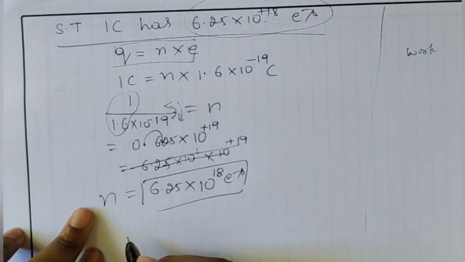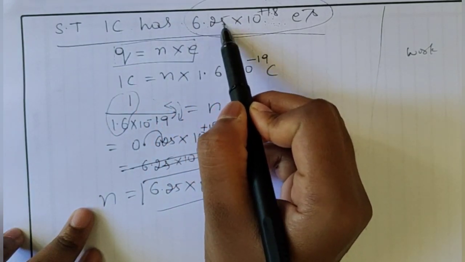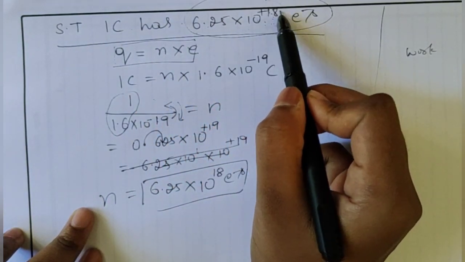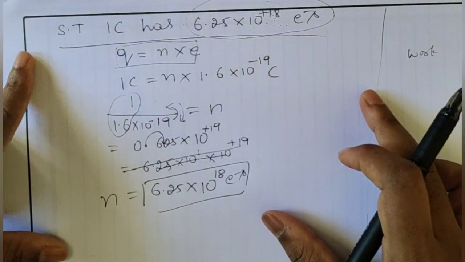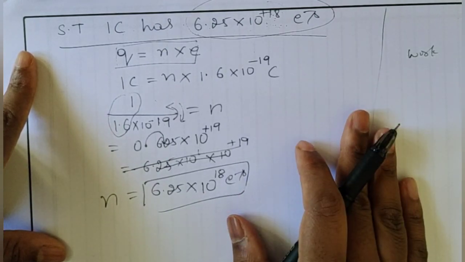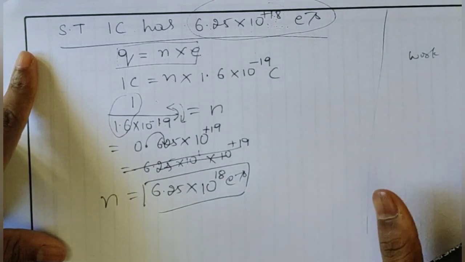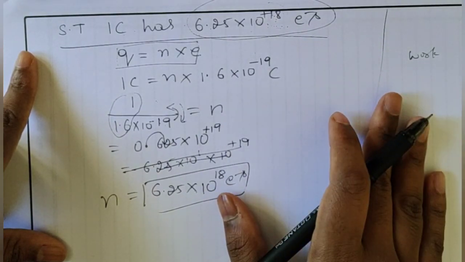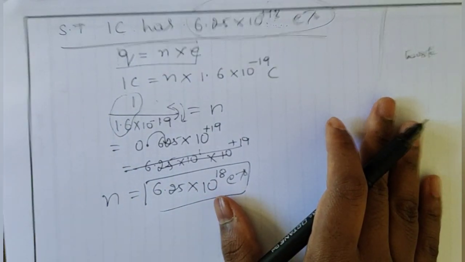Now what did we prove? 1 coulomb has 6.25 into 10 to the power plus 18 electrons, and this is your answer. Now this is very important because this question is there in your in-text part. Whatever questions come from the in-text as well as the exercise, and examples, are very important from the examination point of view.